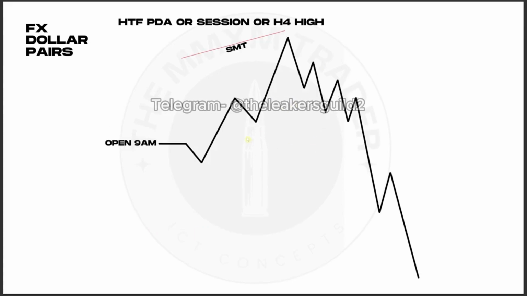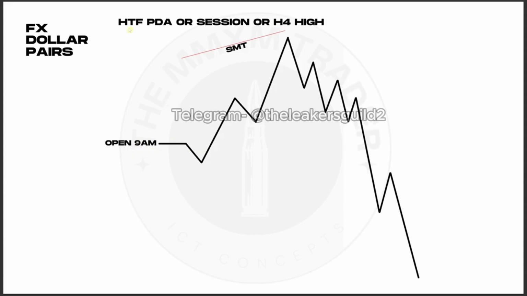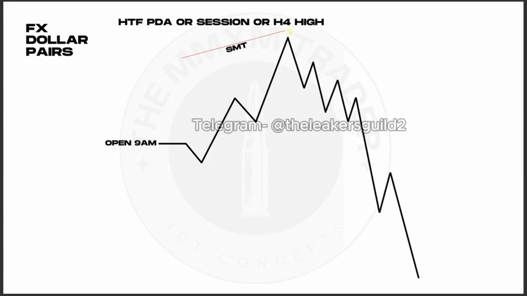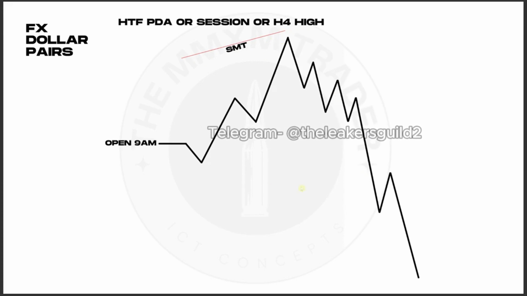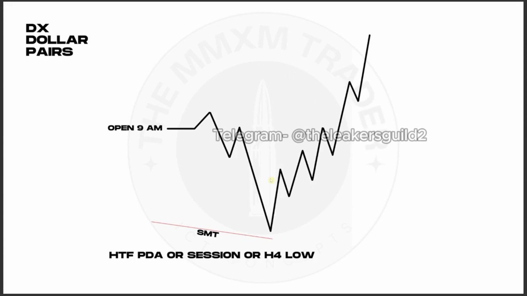And for a bearish scenario, we've got a 9 a.m. candle, right? This is the New York session candle, 4-hour candle. We want to see it trade up higher in either a higher time frame PD array or a previous session high, which could be London session, right? Or either a 4-hour candle high, and then SMT again formed on those highs, and then price should distribute down lower.